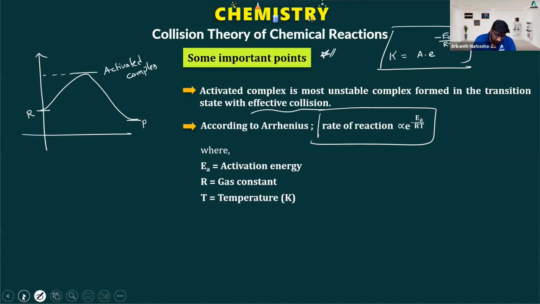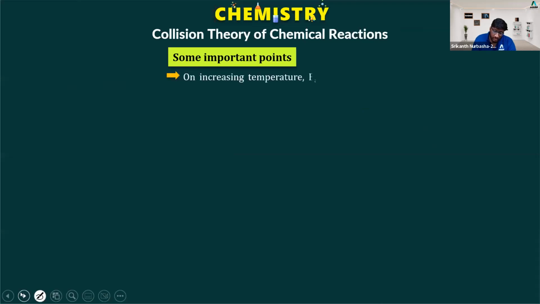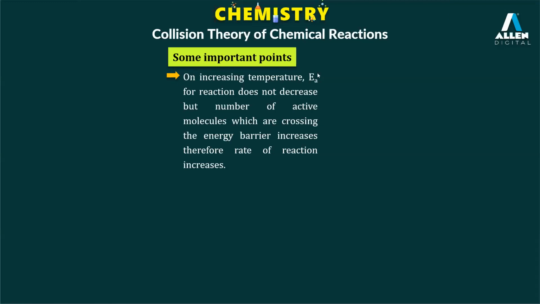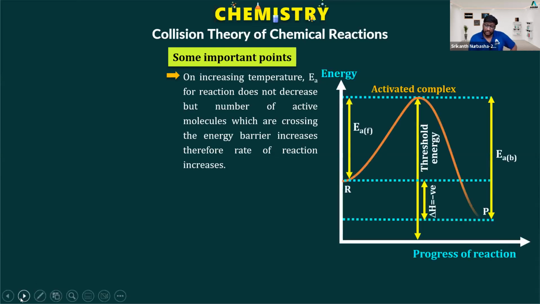We'll discuss that in the temperature factor. On increasing temperature, what happens? Does activation energy change? No, sir, we have explained the graph also. On increasing temperature, the number of active molecules is going to increase. With the increase in the number of active molecules, the product formation increases, thereby the rate of reaction increases. But with increase in temperature, activation energy is not going to increase. Ea for the reaction does not increase, but the number of active molecules crossing the energy barrier increases, therefore the rate of the reaction increases. So that is the scenario.